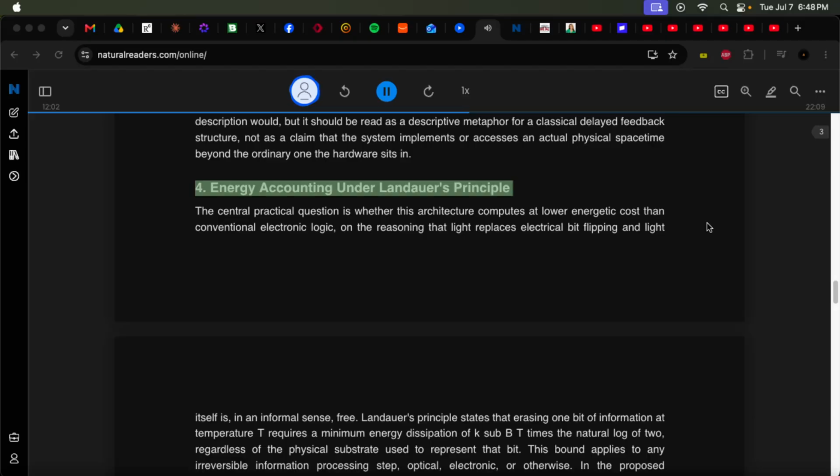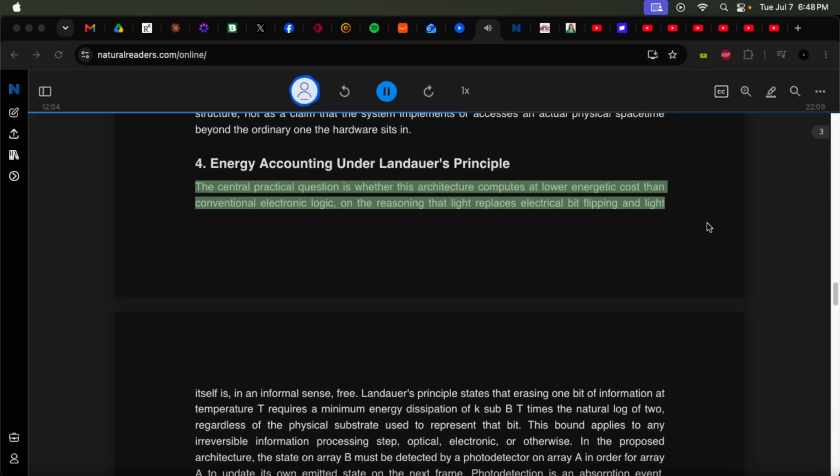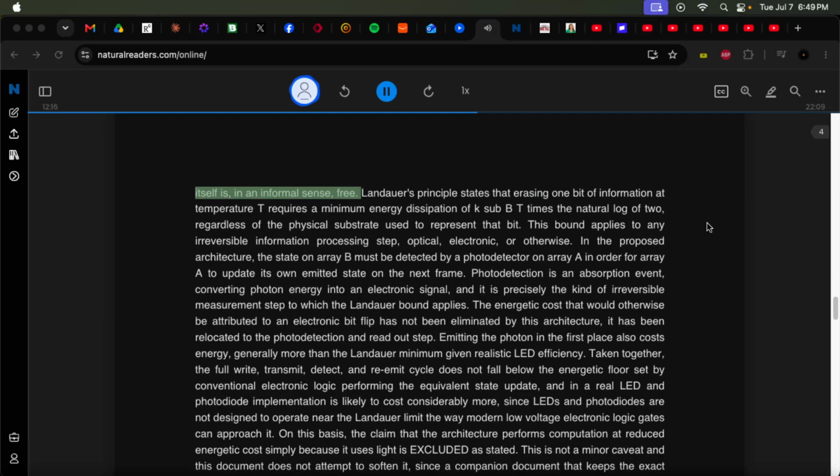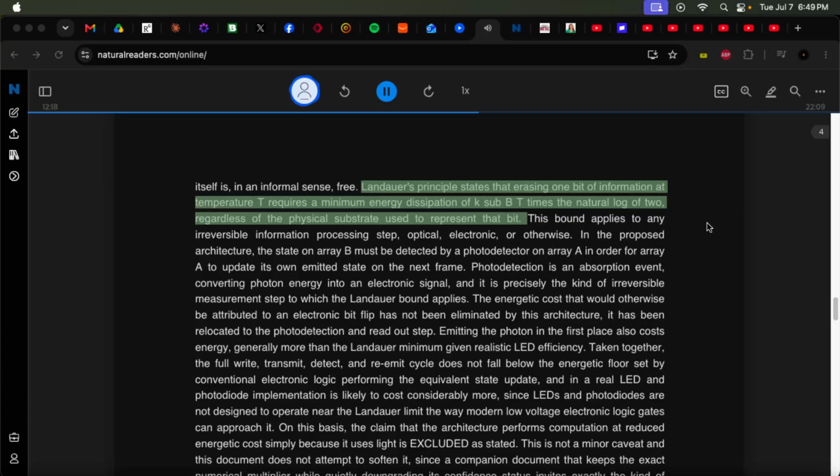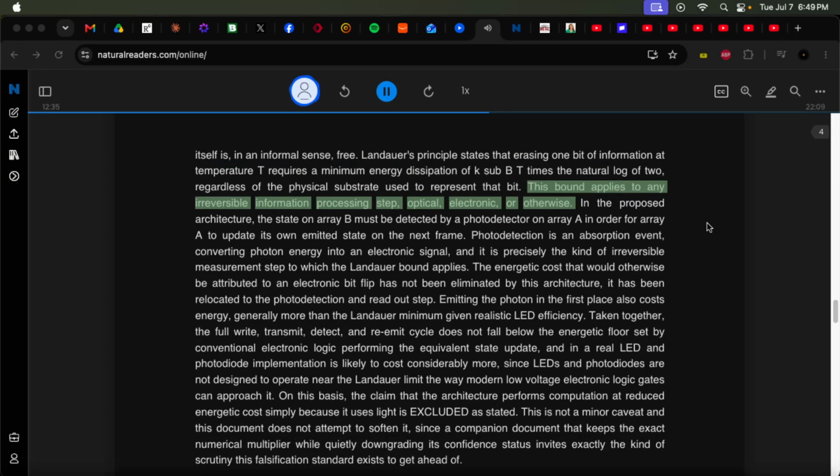4. Energy accounting under Landauer's principle. The central practical question is whether this architecture computes at lower energetic cost than conventional electronic logic, on the reasoning that light replaces electrical bit flipping and light itself is, in an informal sense, free. Landauer's principle states that erasing one bit of information at temperature T requires a minimum energy dissipation of k_B T times the natural log of 2, regardless of the physical substrate used to represent that bit. This bound applies to any irreversible information processing step, optical, electronic, or otherwise.